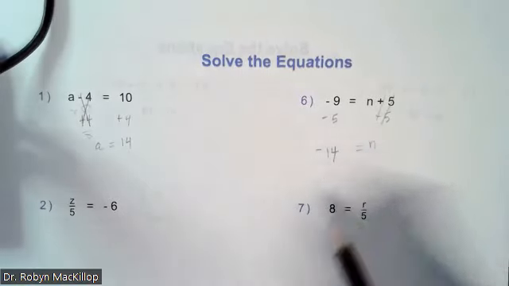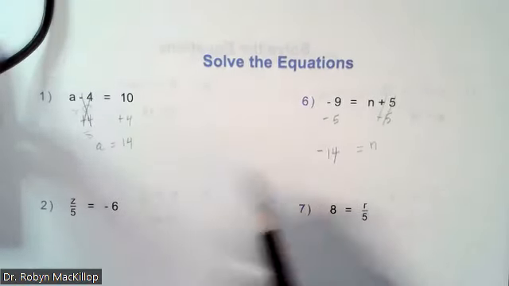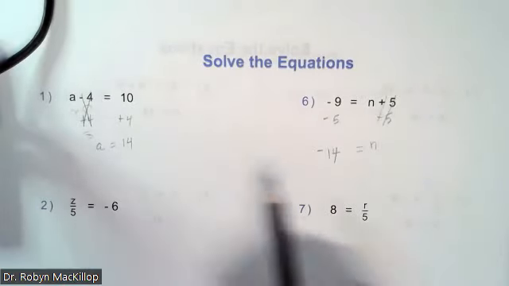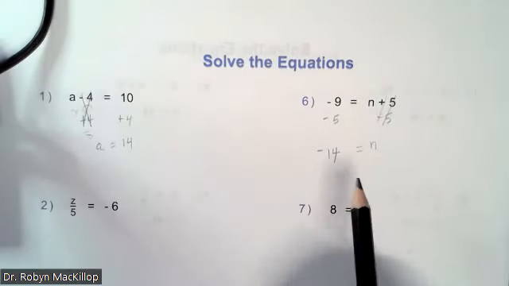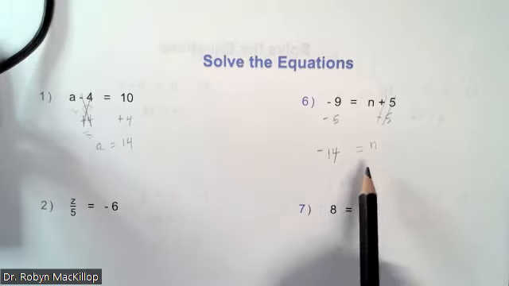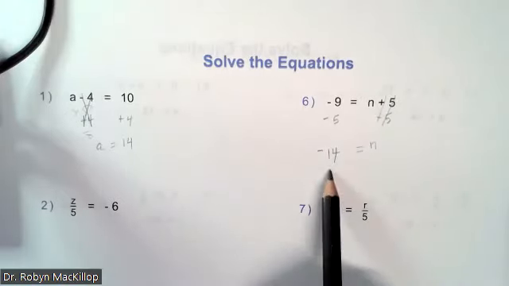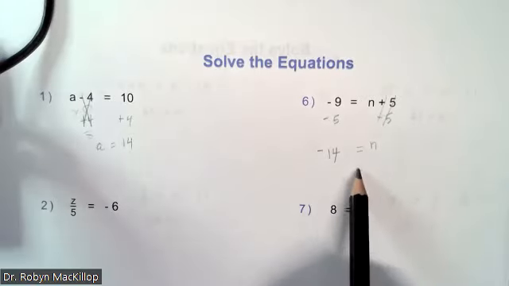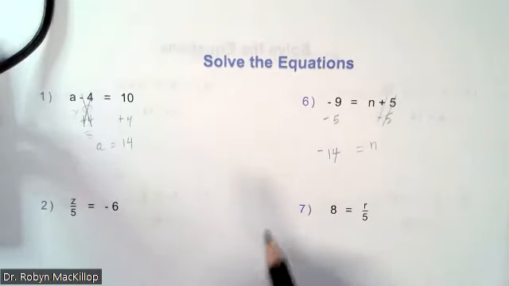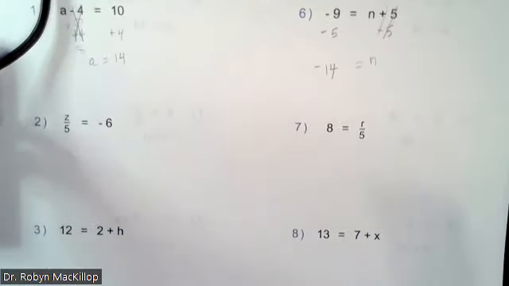-14 equals n. It doesn't matter what direction these go. It's the exact same problem. Anything that equals something else, it can be either direction. It can be -14 equals n or n equals -14. Let me find another one in that vein.